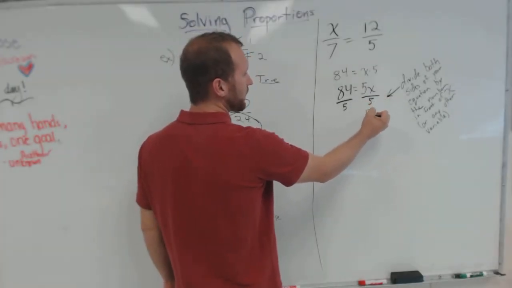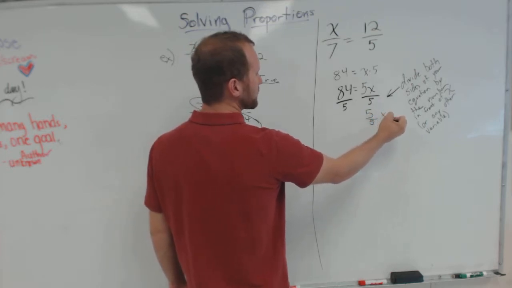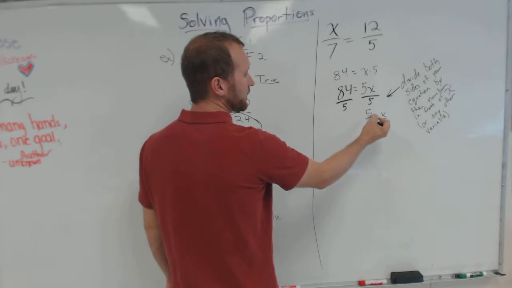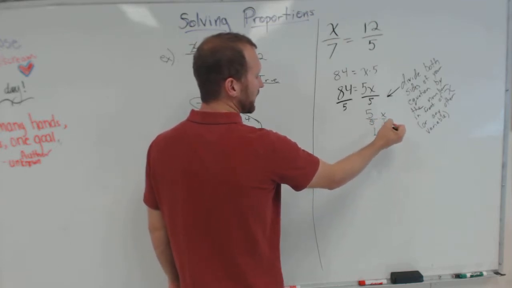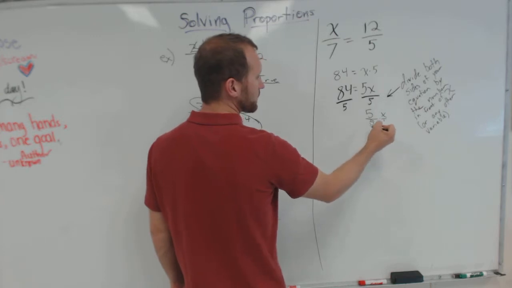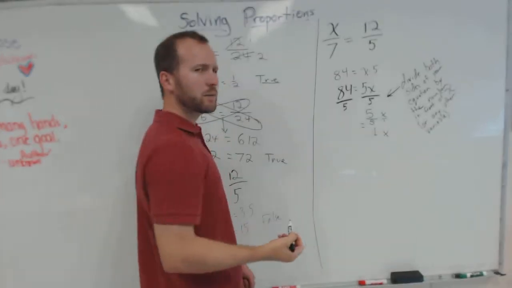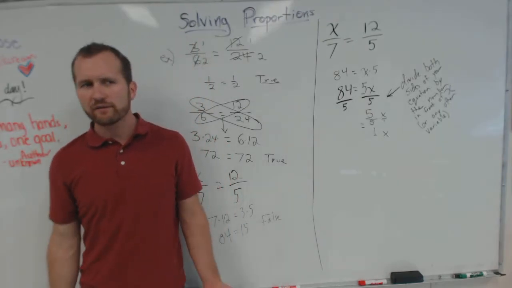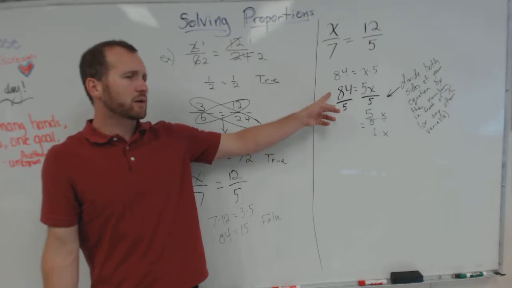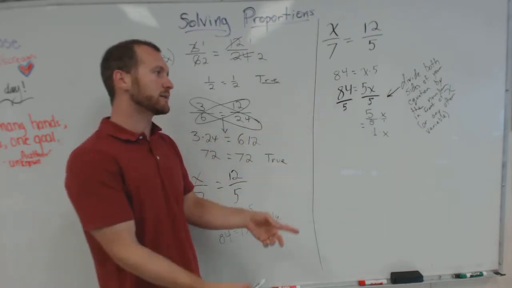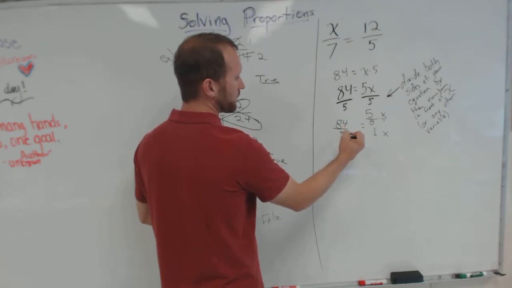So when we have a problem like this, we can split it up. This is the same thing as 5 divided by 5 times x divided by 1. 5 divided by 5 is 1. And x over 1 is just x. And then 84 over 5, is there any way to reduce that? 5 is a prime number. So in order to reduce this, 5 would have to go into 84. And it doesn't. Our answer is just going to be 84 fifths.